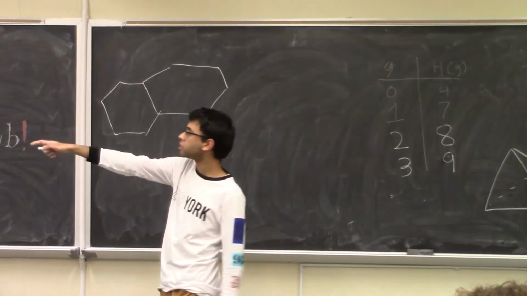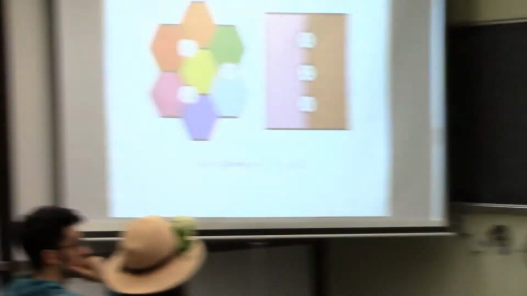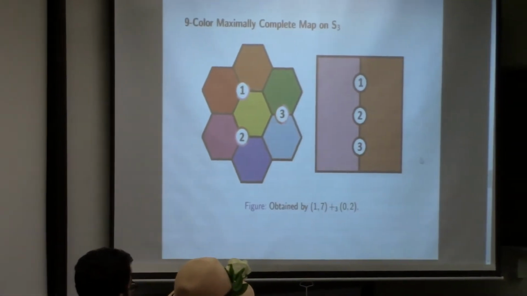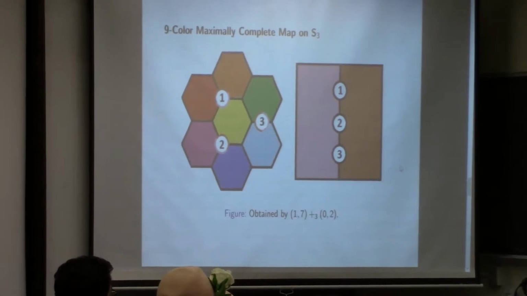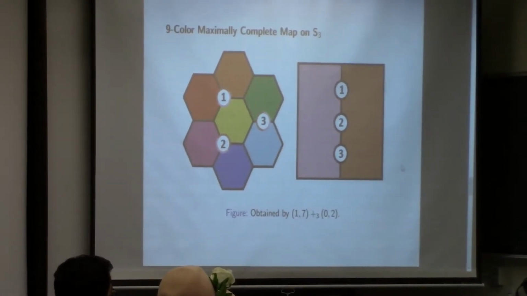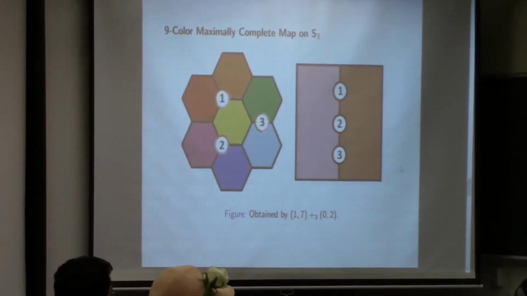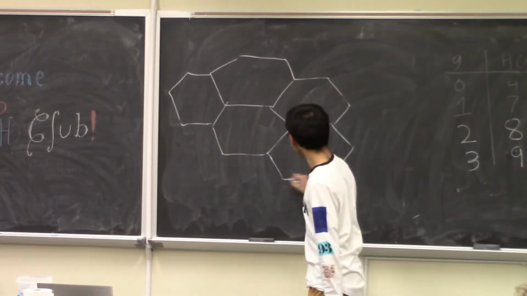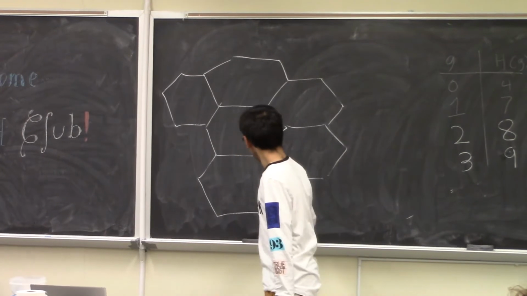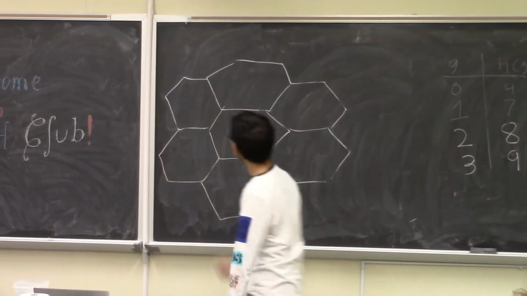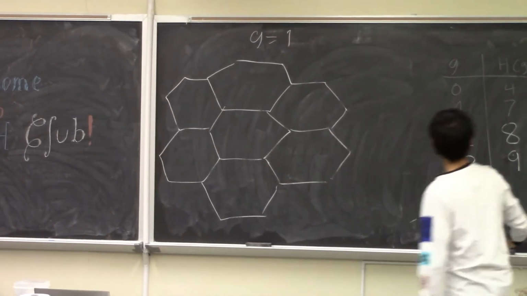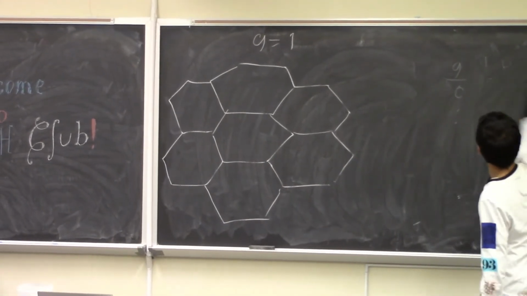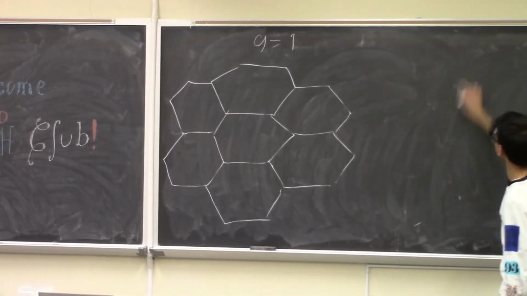So by the way, this figure that I'm showing you here is a representation of a maximally complete map on the genus 3 surface with 9 colors. So what does it mean? First you take 2 surfaces of lower genus. Right? Here's the genus 1. And then we take a genus 2, or no, genus 0.